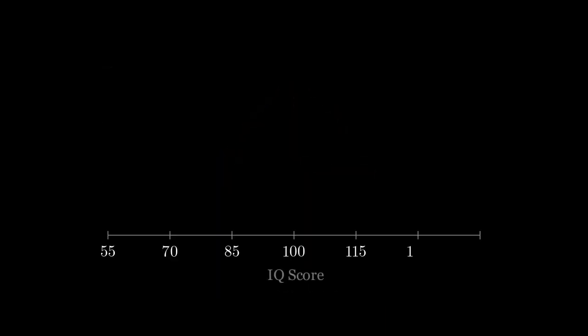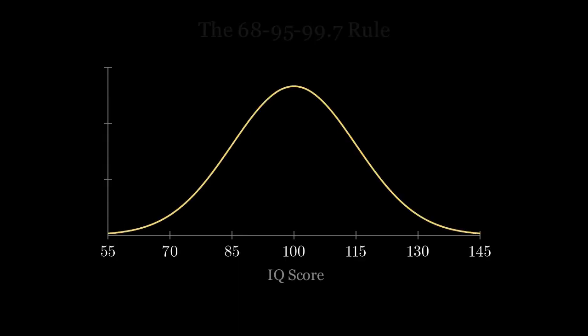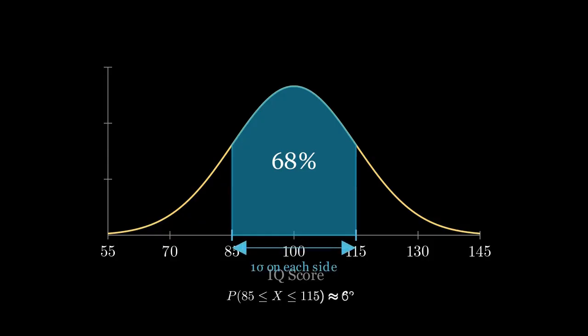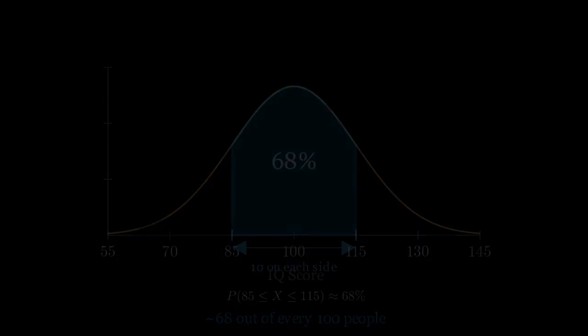Now let's see one of the most powerful facts about any Gaussian, the 68-95-99.7 rule. About 68% of all people, roughly 2/3, fall within one standard deviation of the mean. For IQ, one standard deviation is 15 points, so 68% of the population scores between 85 and 115. That's the bright blue band you see shaded on the curve right now.